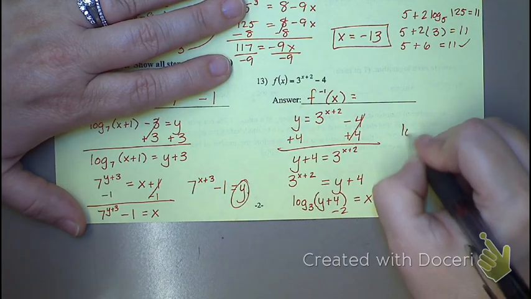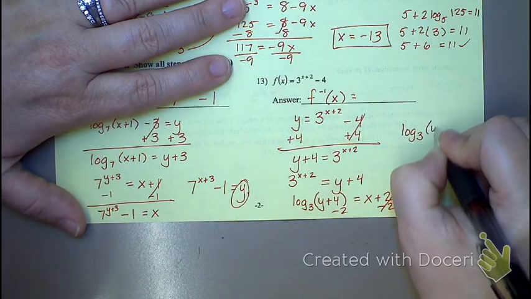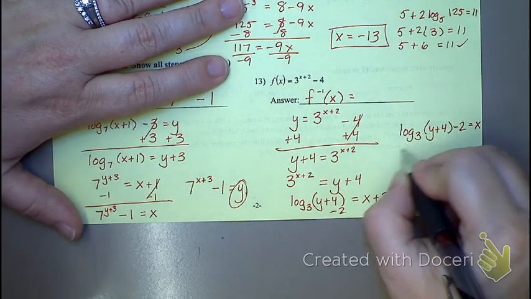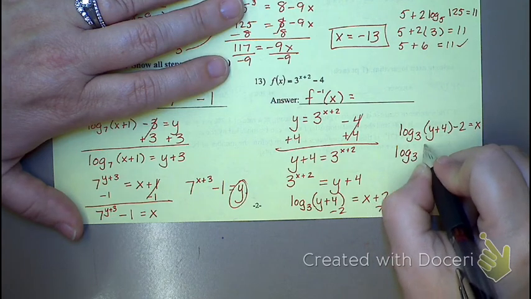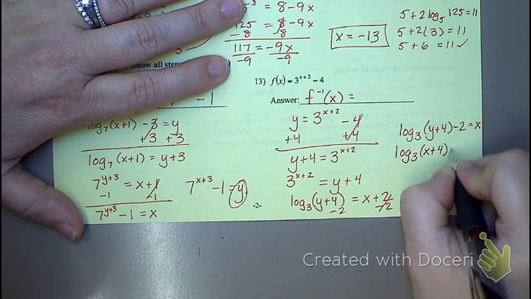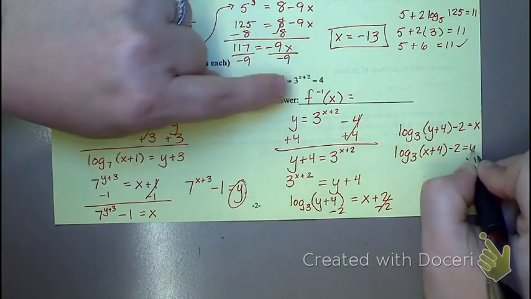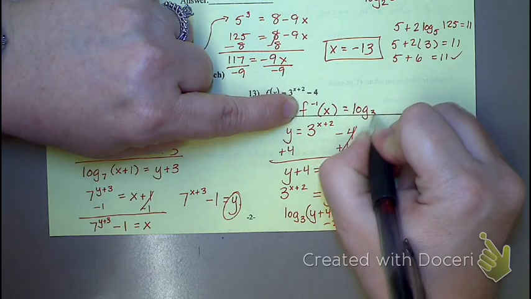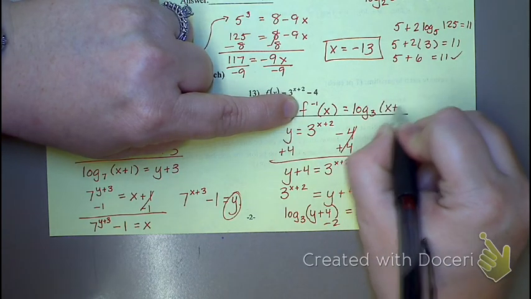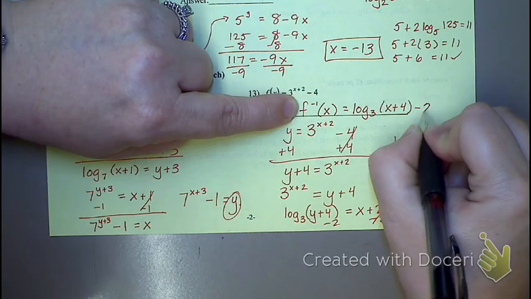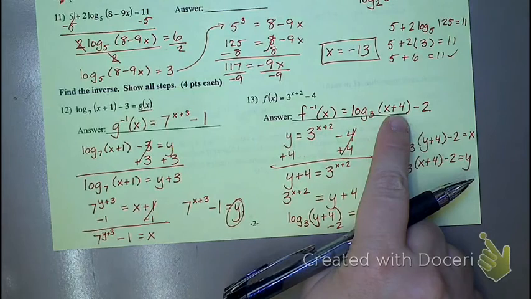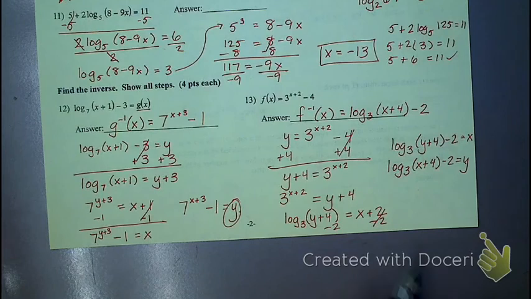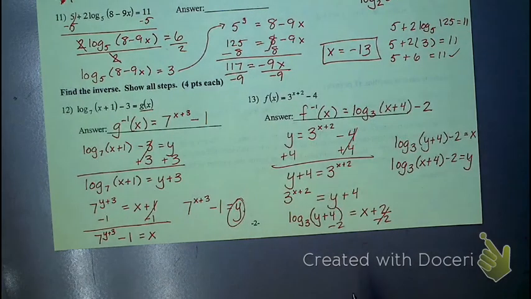Now I'm going to subtract 2. So I have log base 3 of (y plus 4), minus 2, equals x. Now I changed my x's to y's. So log base 3 of (x plus 4), minus 2, equals y. And then my y changes to that notation I talked about earlier. So the inverse of f of x is equal to log base 3 of (x plus 4), minus 2. And yes, it is important that those parentheses are there. If you did not put parentheses there, you might be tempted to do the 4 minus 2, and that's not where we're going. So make sure if you're taking the log of that whole thing, you've got those parentheses there.